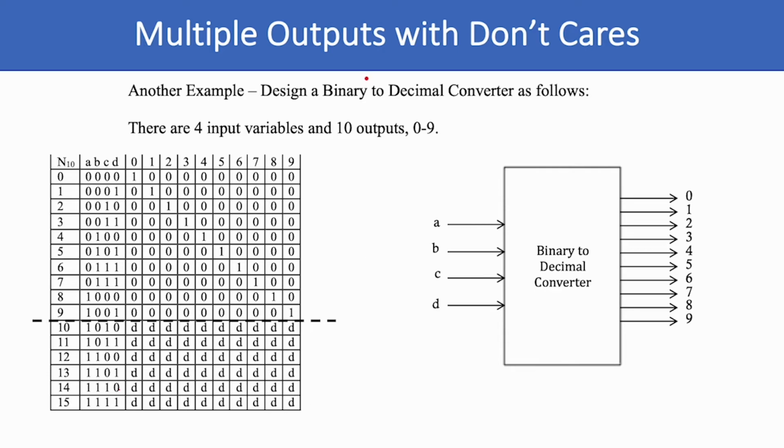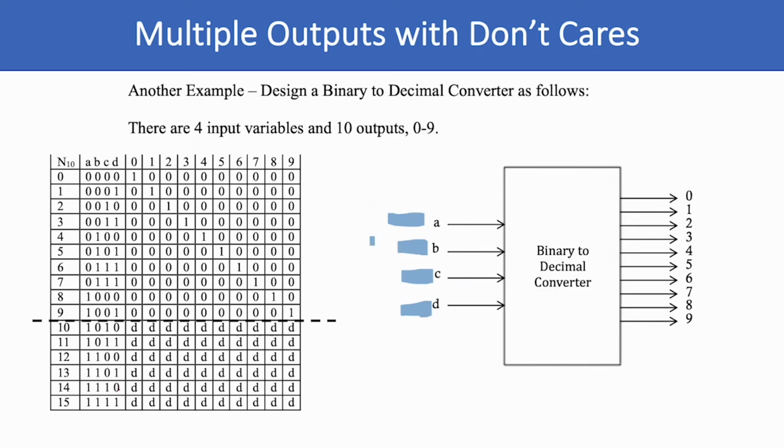This is the first time we've introduced a function where we have 4 inputs and more than 1 output. In fact, we have 10 outputs: output 0, output 1, output 2, output 3, output 4, output 5, 6, 7, 8, 9. So there are 10 outputs coming out of this binary to decimal converter.